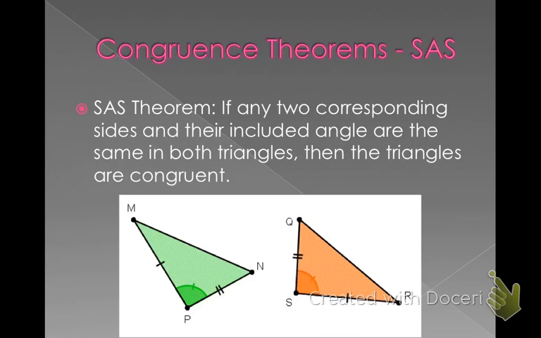Again, this one will look familiar. If you have 2 corresponding sides and the included angle are all the same, well, they're all congruent, then the triangles are congruent. So that means even though this isn't marked, we now know this to be true.